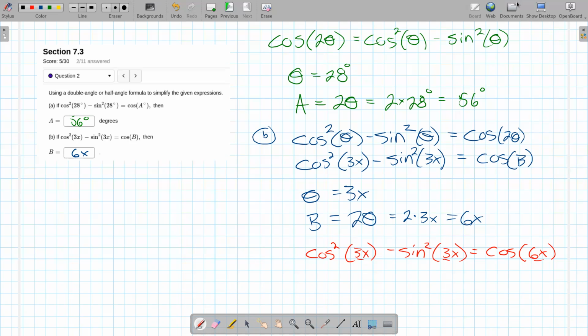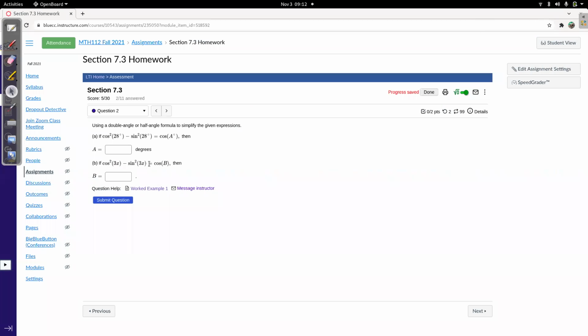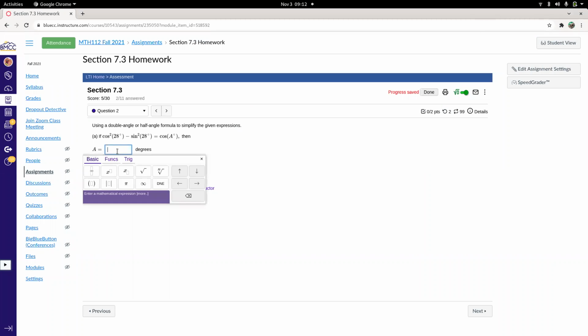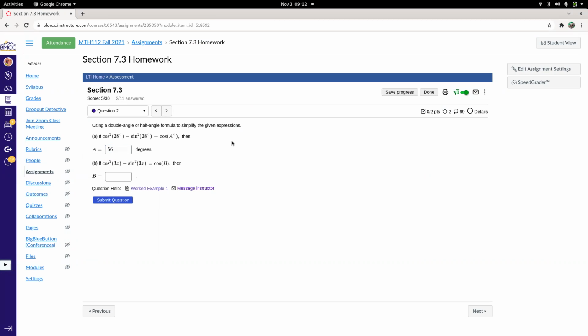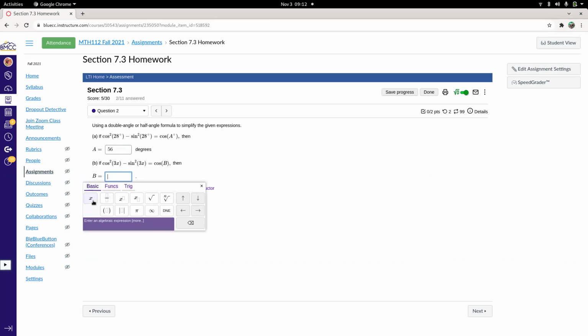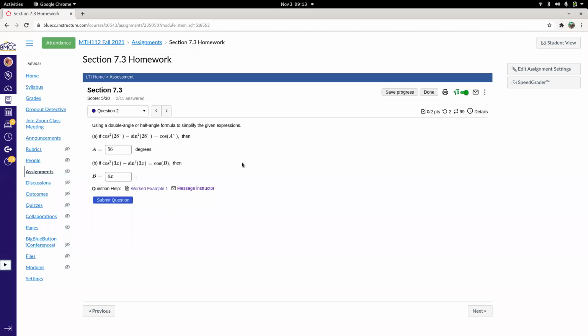Let's see if the system likes those answers. It says degrees out there, so I can just enter my 56 here. When I click on this one, it's telling me to enter an algebraic expression with x. So again, we've got to look at that fine print when we click on these boxes. So 6x should be that one.